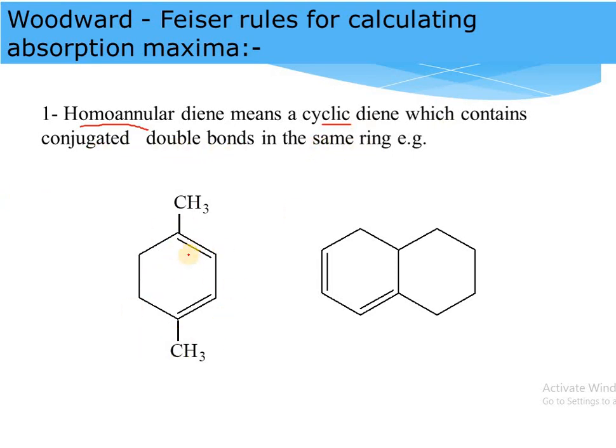Now in this compound, in which 2 rings are present but both the double bonds are present in the same ring, it is again a homoannular diene.